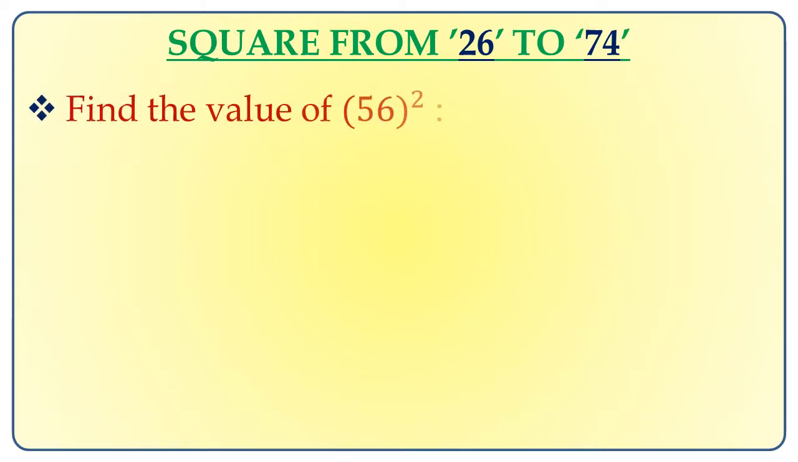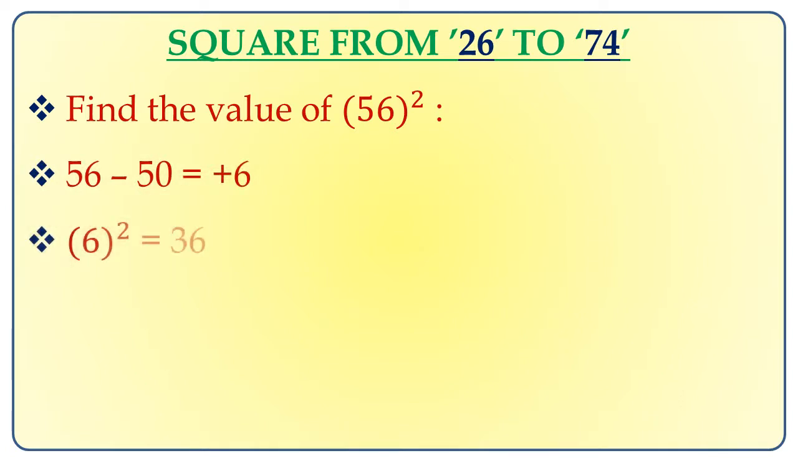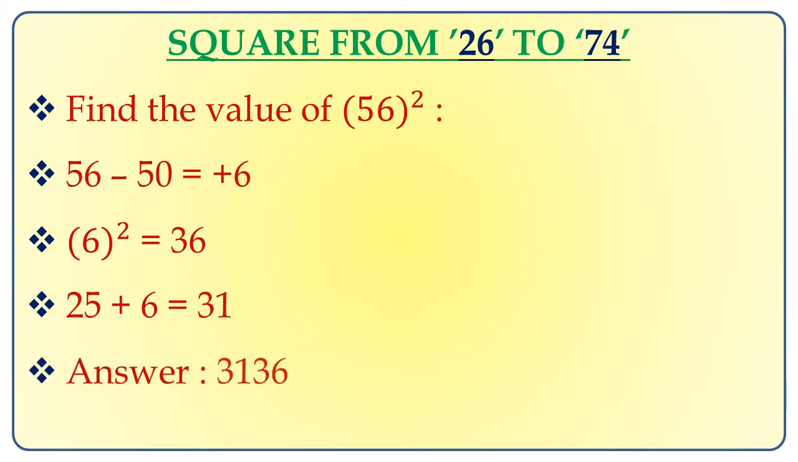Find the value of 56 square. We take one more example. In this case, it is 56 square. So 56 minus 50, the difference is plus 6. Now find out the square of the difference. That is 36. 6 square is 36. Now 25 will come into the picture. 25 plus the difference 6, that is 31. So what is the answer? 3136. As you see, it is quite simple, quite effective, and within 3 to 4 seconds.